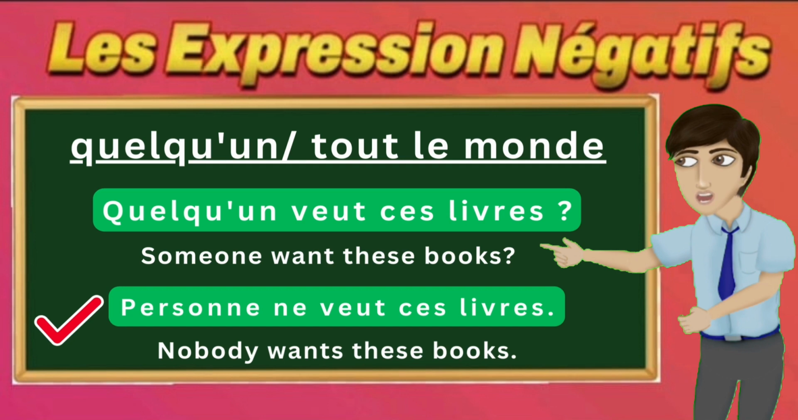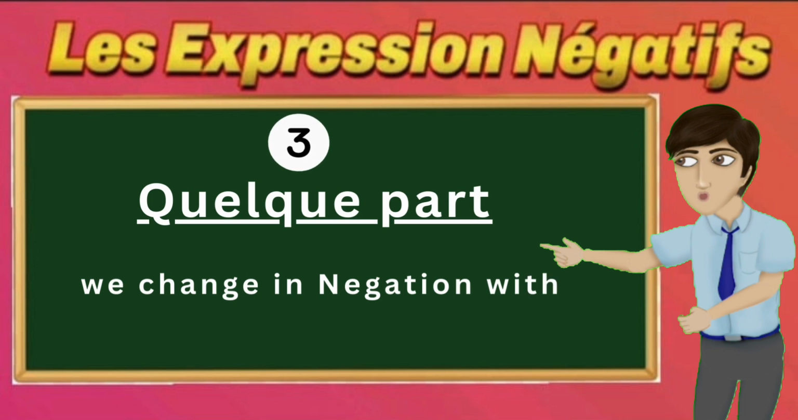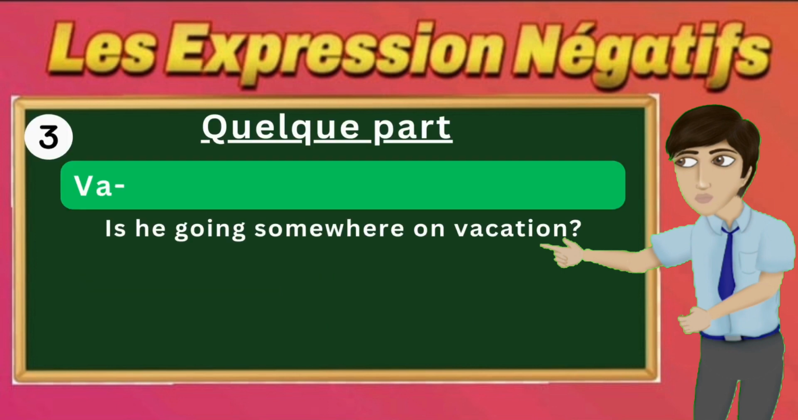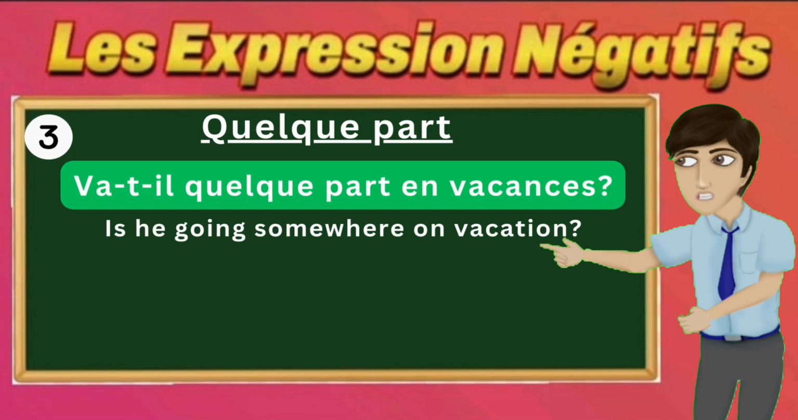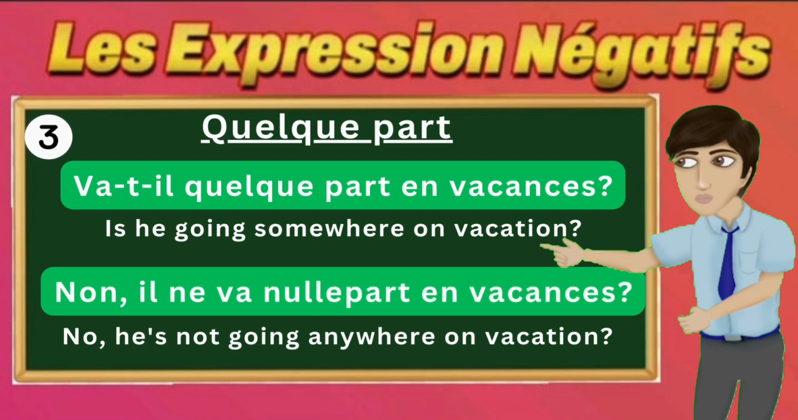Now, the next expression is quelque part, which means somewhere. And we change the negation with ne nulle part, which means nowhere. Let's take an example. Va-t-il quelque part en vacances? Is he going somewhere on vacation? The answer is no, il ne va nulle part en vacances. No, he is not going anywhere on vacation.